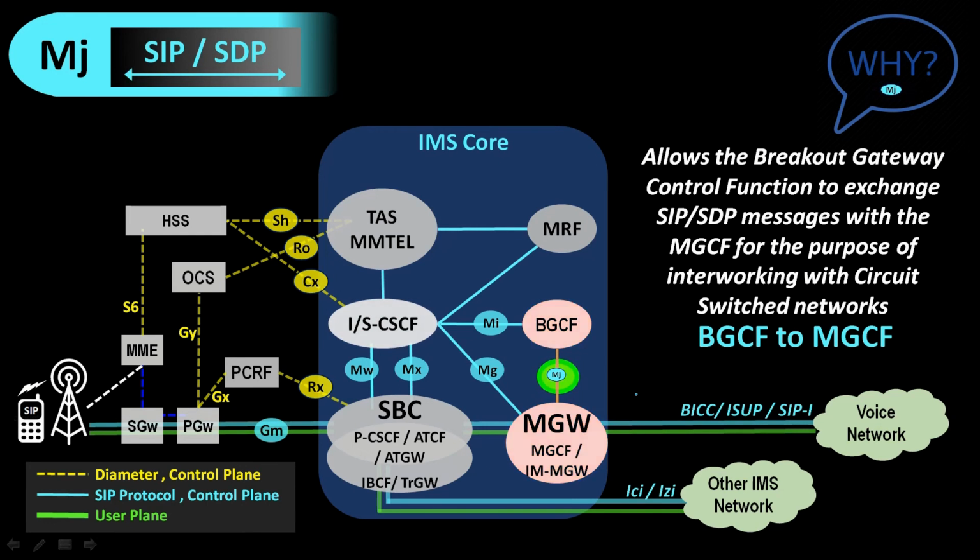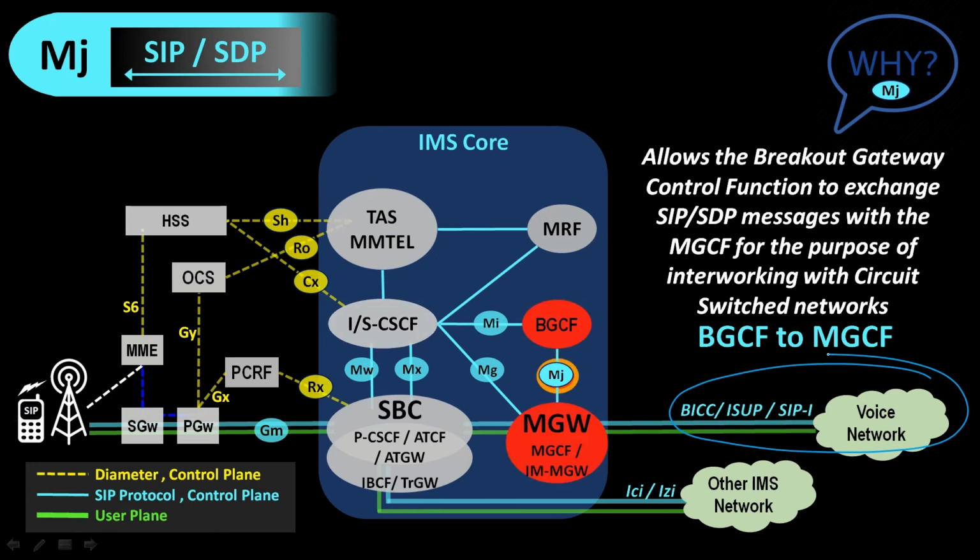MJ link. This is a connectivity between the BGCF and MGCF. This allows the breakout gateway control function to exchange SIP SDP messages with the MGCF for the purpose of interworking with the circuit switch networks. This is another BGCF based interface between BGCF and the MGCF.